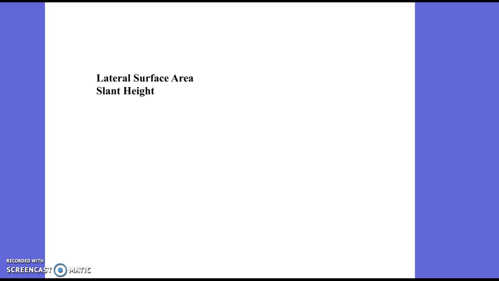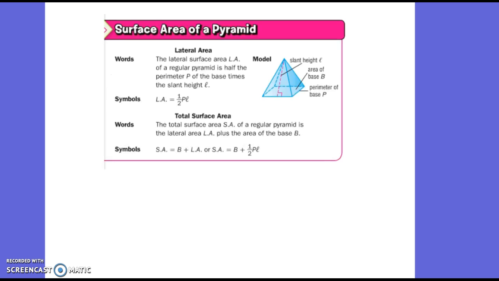The next section is 8.7, which talks about lateral surface area and slant height. So it's talking about the surface area of pyramids. This is one that you kind of struggled with by observation because you weren't sure what lateral area was. This is the formula for a pyramid: the area of your base plus your lateral area. Your lateral area is half of your perimeter times your slant height.